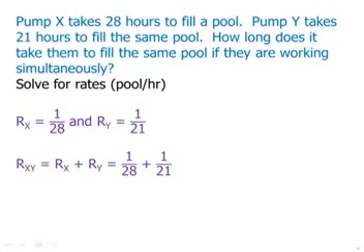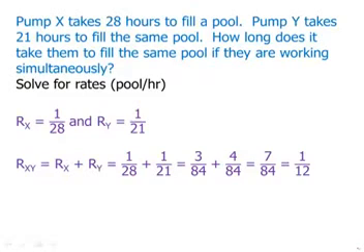In order to add them, we're going to find a common denominator. Notice that 28 is 4 times 7, 21 is 3 times 7, so we'll multiply the first one by 3 over 3 and multiply the second one by 4 over 4, and that will get us to a common denominator of 84. That is the least common denominator, the least common multiple. When we add in the numerator, we get 7 over 84. That cancels down to 1/12, so that is the combined rate. So that means that working together, they do one pool in 12 hours. So it takes them 12 hours together to fill the pool.